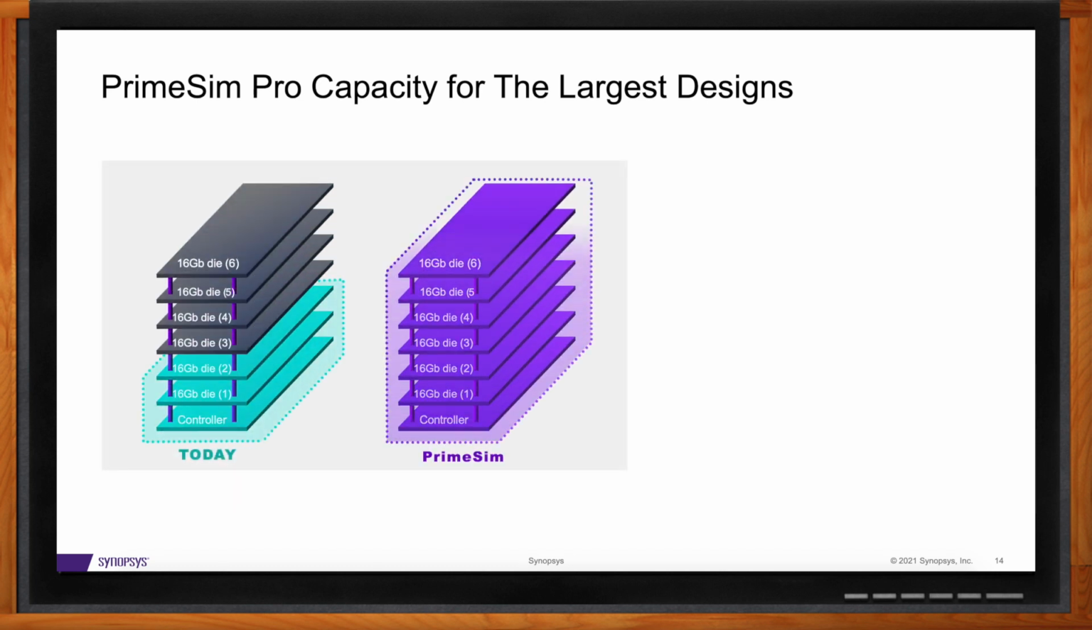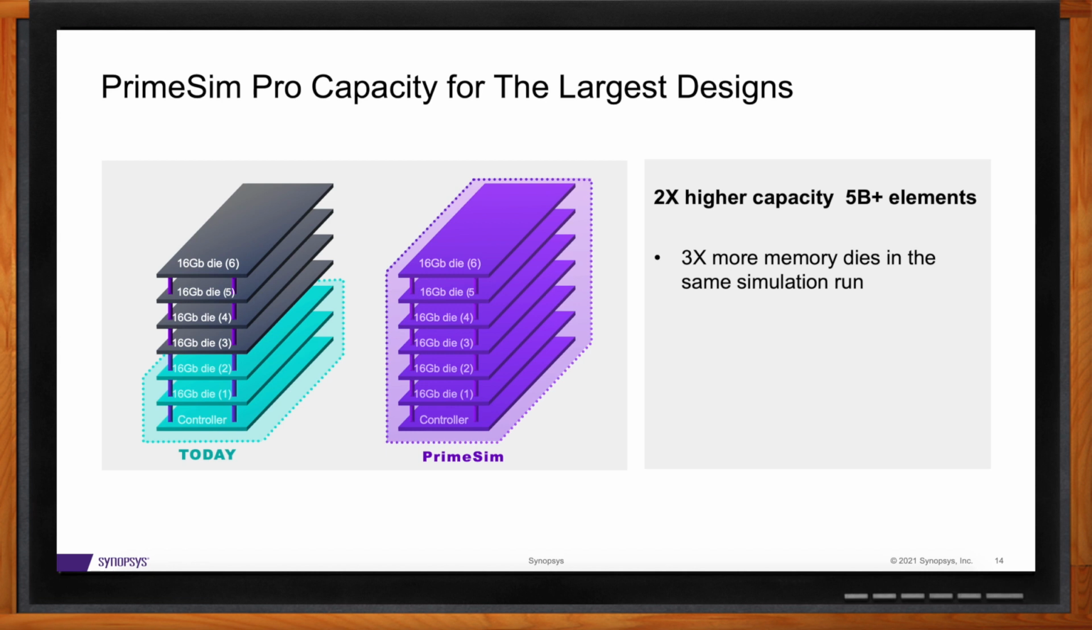For example, let's take the problem we talked about earlier about high bandwidth memory. High bandwidth memory is a stack of memory dies. With our current technology, we're able to simulate the controller and two dies, which is great. But with PrimeSim, we can actually simulate the controller and six dies. This is 3 times more memory dies in the same simulation run, and we can achieve that with 2x higher capacity.